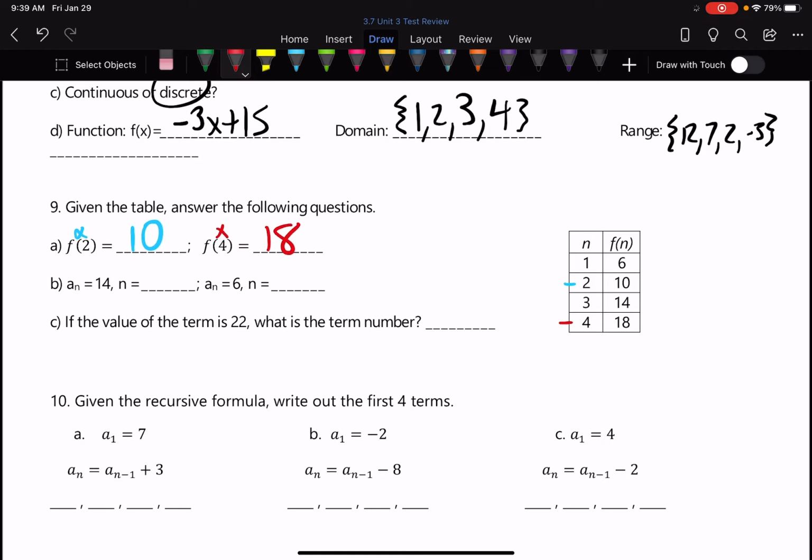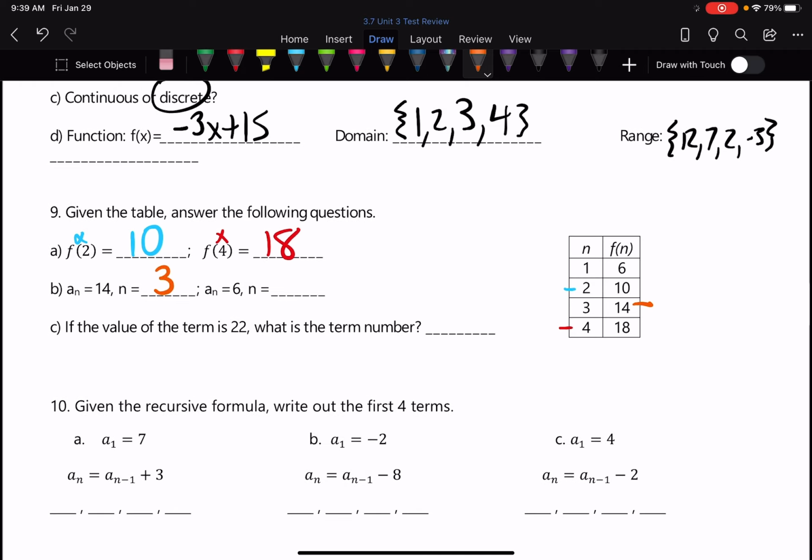And it tells us a sub n equals 14. So our y value is 14. What is our n value? It's going to be our third term. Last, we've got a sub n equals 6. We've got to find that y value of 6. So our n value is going to be 1.